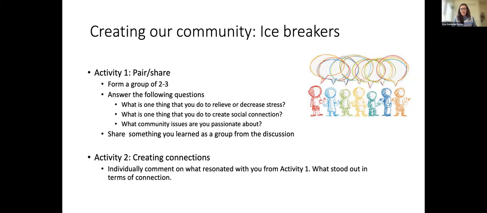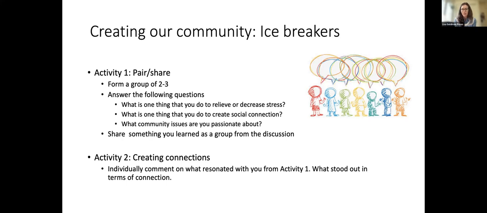So the first activity is pair share. So we're going to form groups. I'll do the breakout rooms in just a second. And we're going to answer 3 questions. What is one thing that you do to relieve or decrease stress? What is one thing that you do to create social connection? And what community issues are you passionate about? And we have a Jamboard, so as you meet with your partner, you can write them down on the Jamboard.